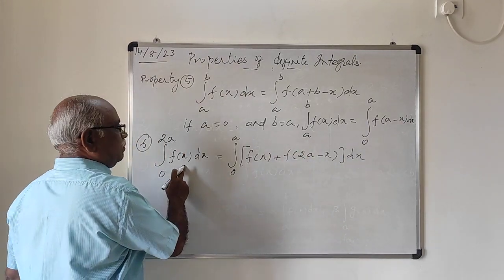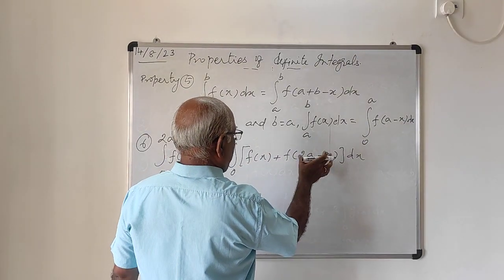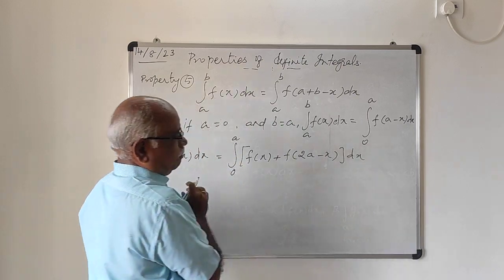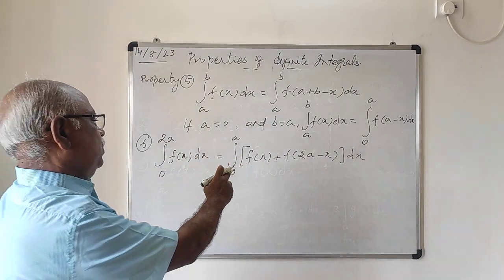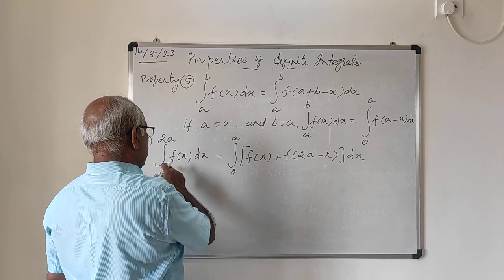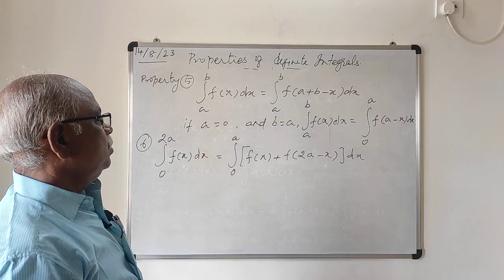The variable x can be replaced by 2a minus x. It is one integral, and f of x is another integral. Adding these two functions, you will get the same answer for integral 0 to 2a f of x dx. This is your property 6.